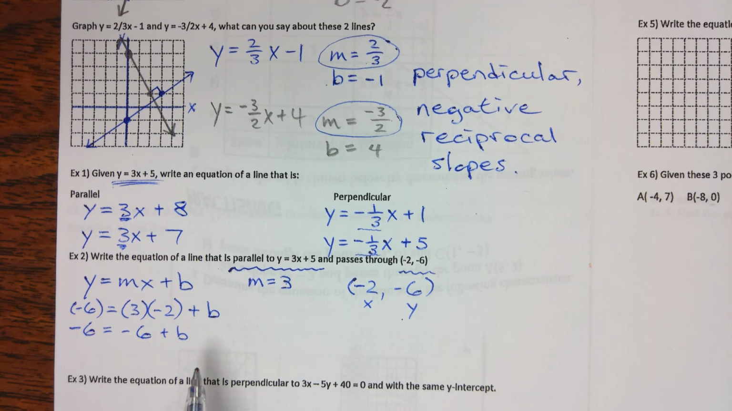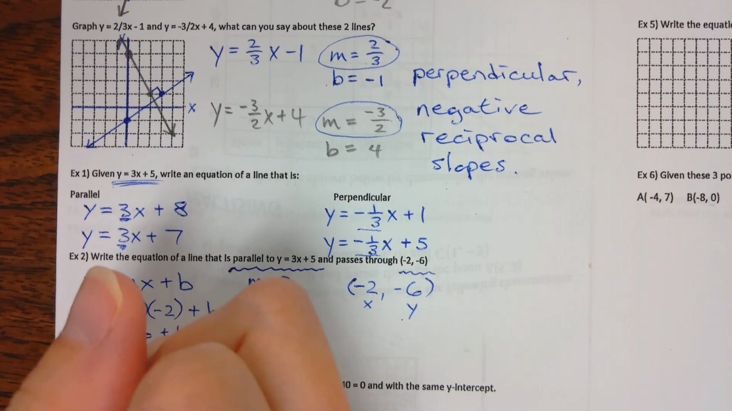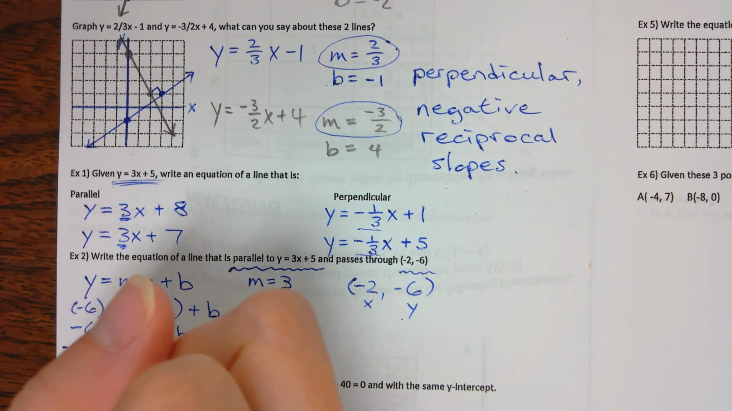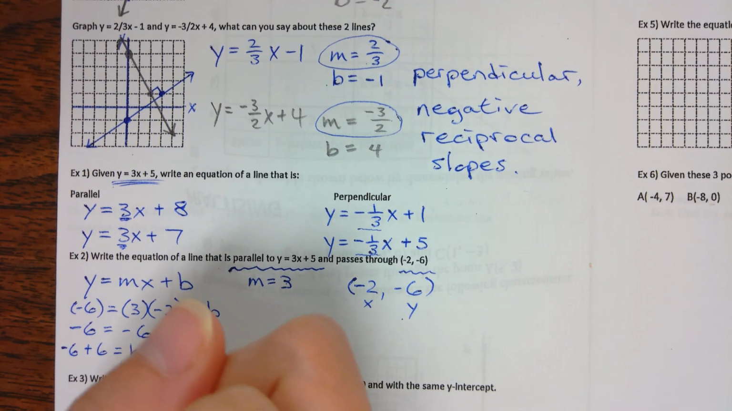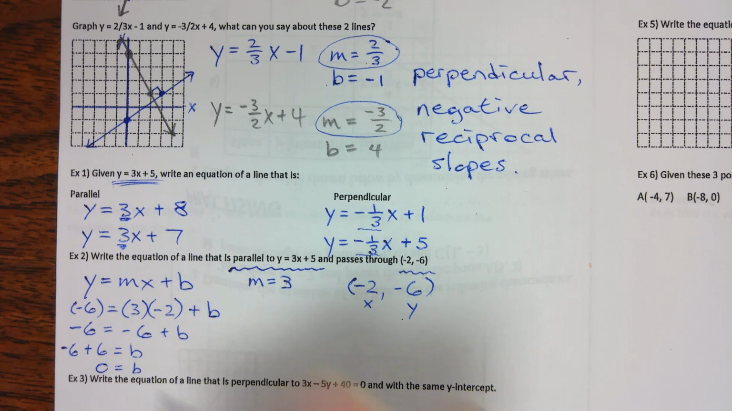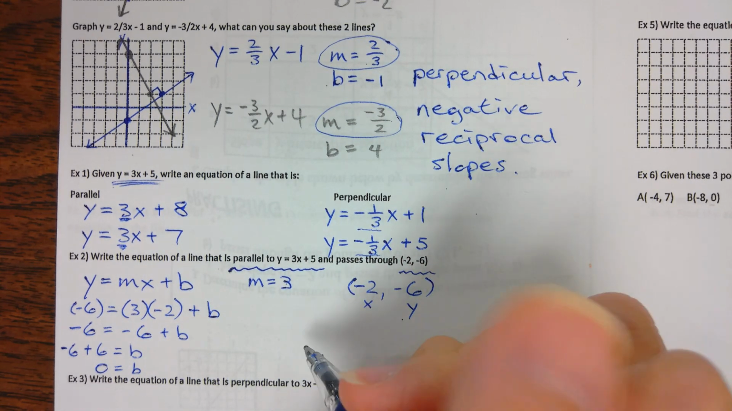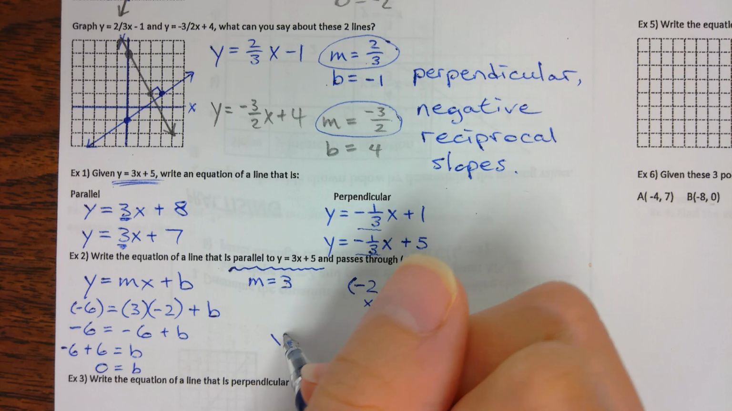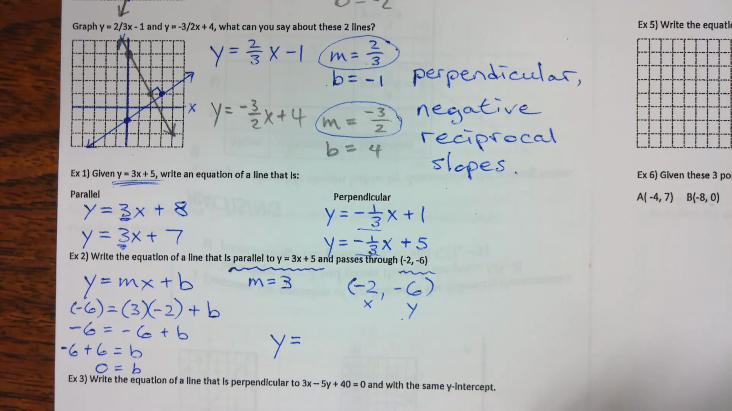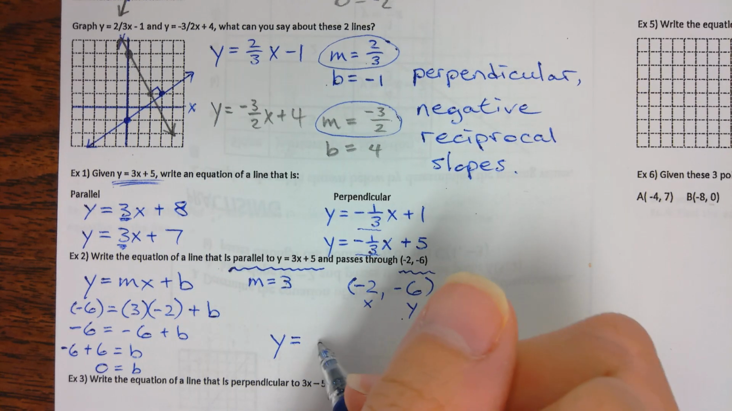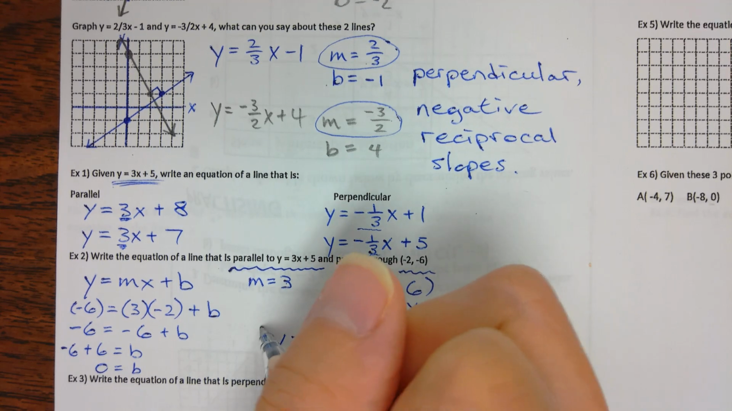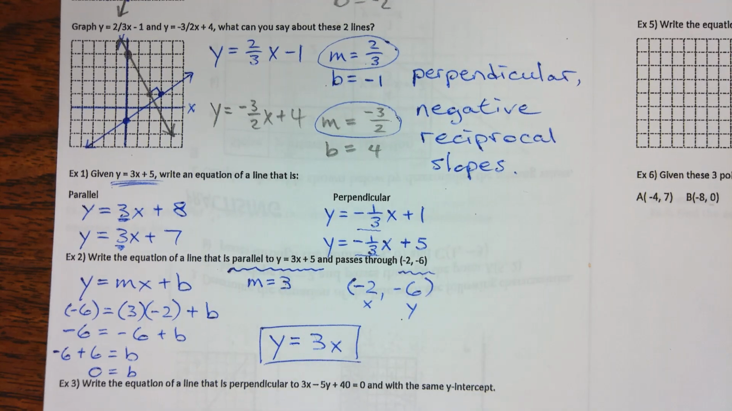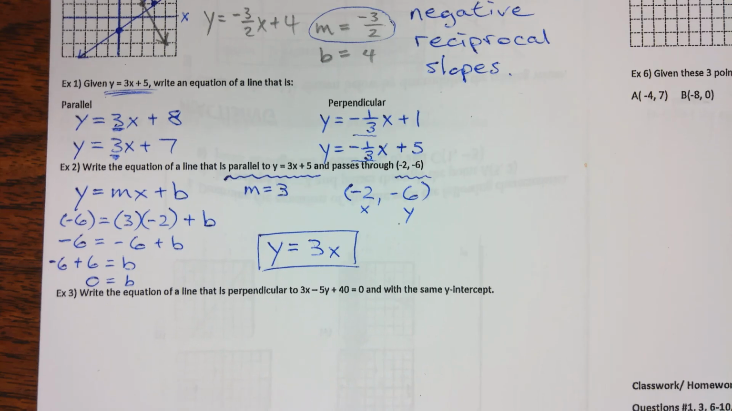So what's b right here? Zero, right? Because when you move that negative 6 over, it becomes plus 6. So b is 0. I have m, I have b. So what's my equation of the second line? Y is equal to 3x. Yeah, and that's it. No plus 0, because if you write that plus 0, you'll lose half a mark.